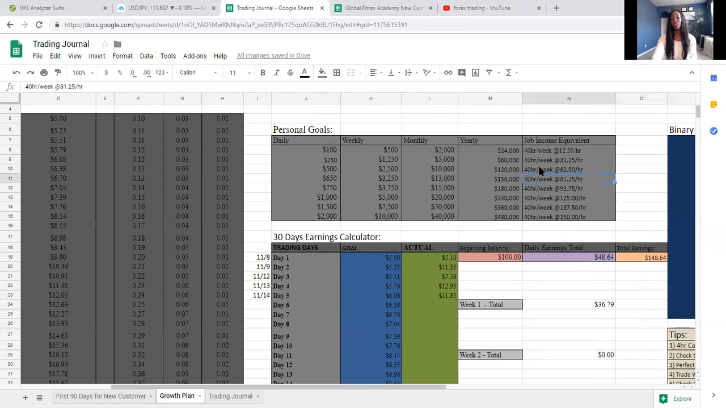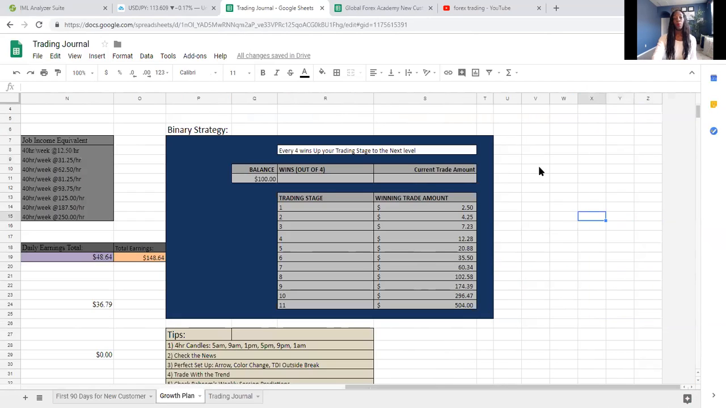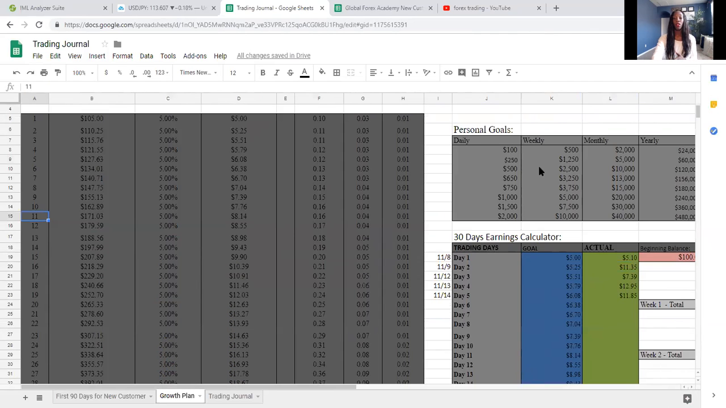I don't really pay attention to that too much. I mainly just pay attention to the left side and what I'm trying to accomplish. Over here to the right, if you do binary, that will help you, but I don't do binary trading, so I totally disregard that right side. So back over here, you'll see today is November 14, 2018. It's day 5 for me, and my goal was $6.08, and I made $11.85.